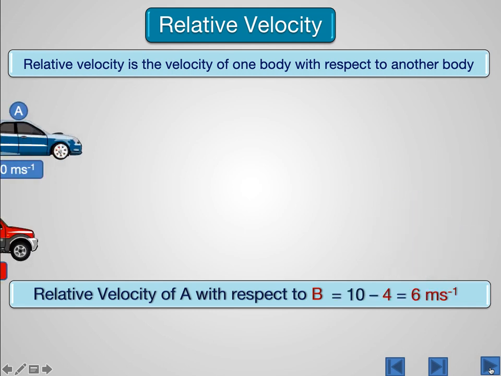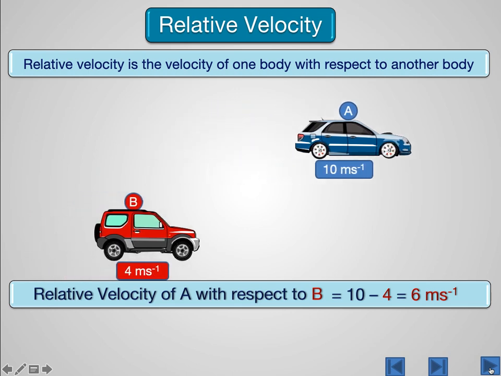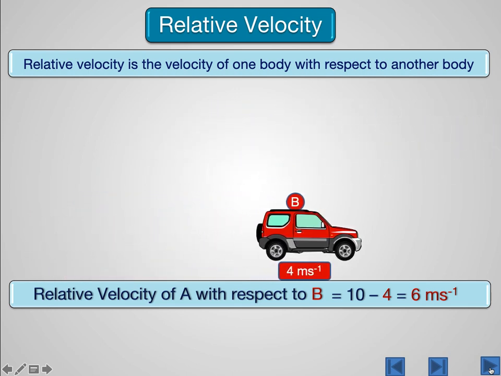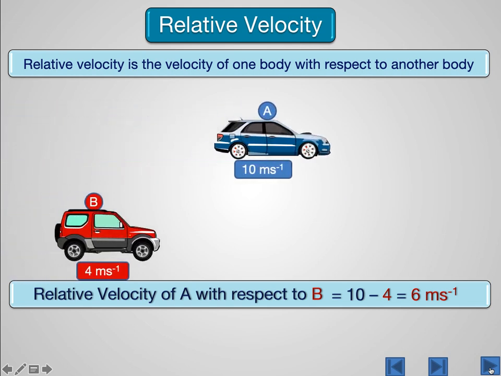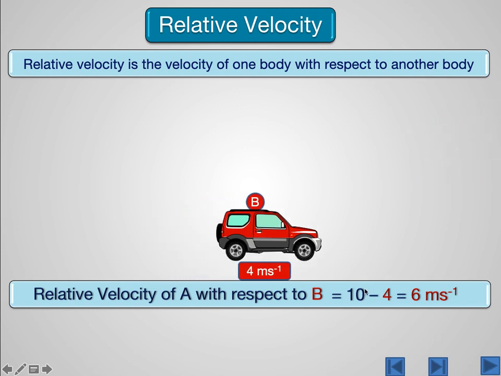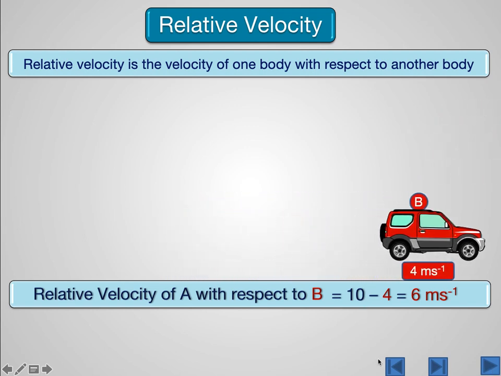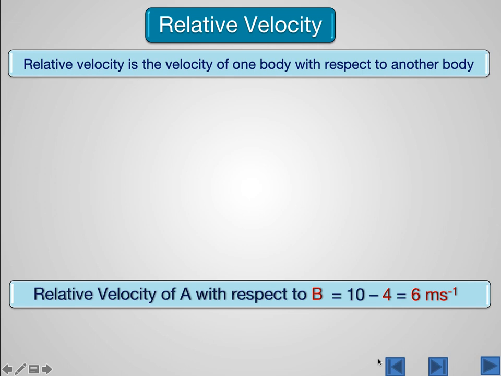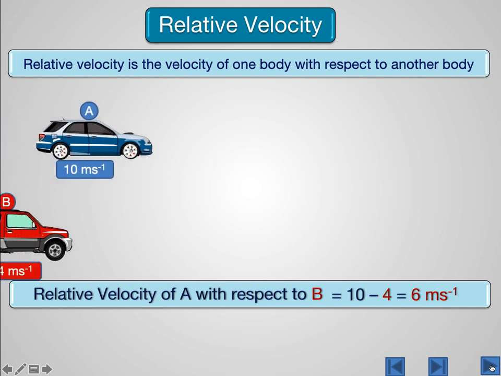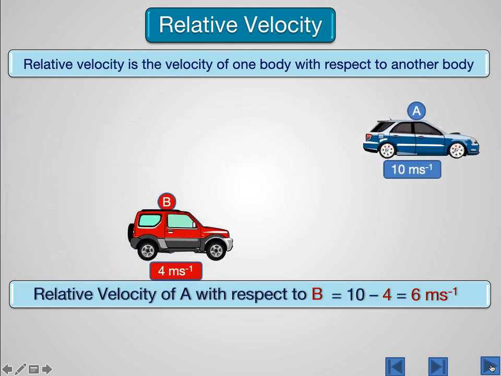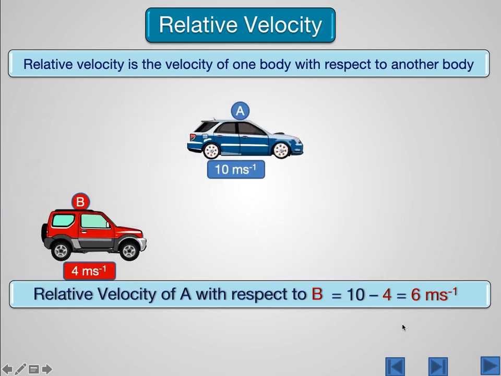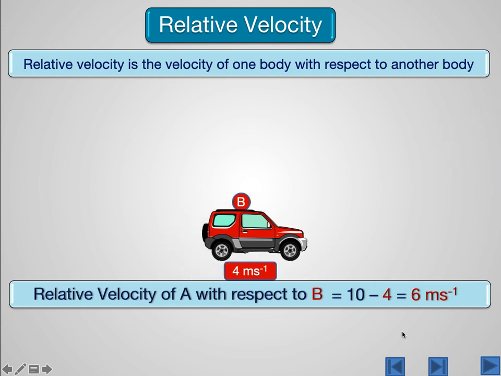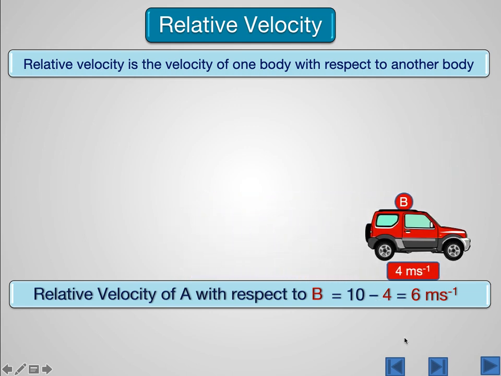Always you have to take first the body which you are measuring, that is 10. Here we are measuring the speed or velocity of car A with respect to B. That's why I have taken A's velocity first, that is 10, minus your velocity. So you will feel like car A is going at 6 meter per second because already you are going at 4 meter per second. So always take the one which you are measuring as the first velocity minus your velocity. That will be the relative velocity.